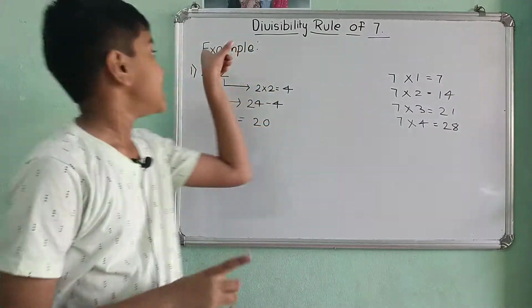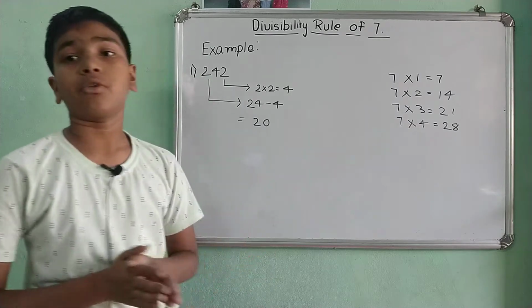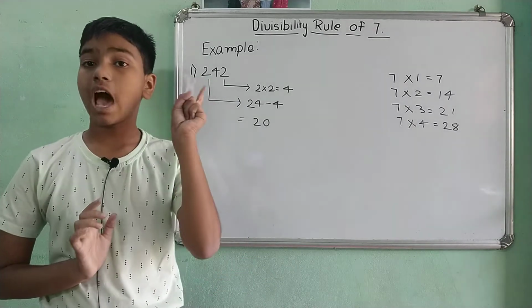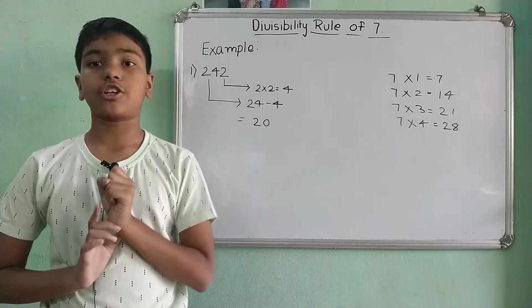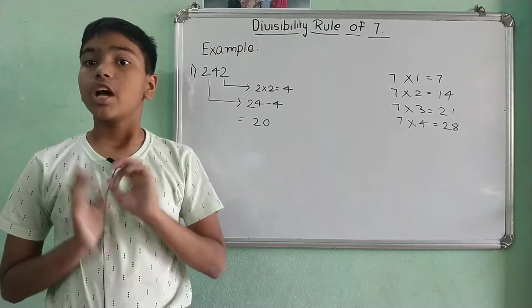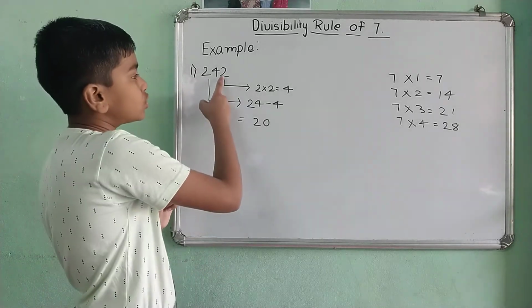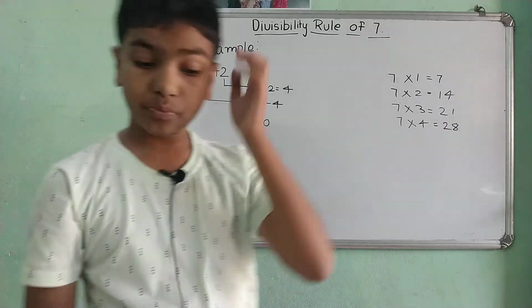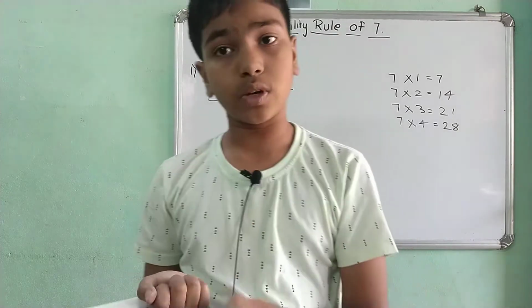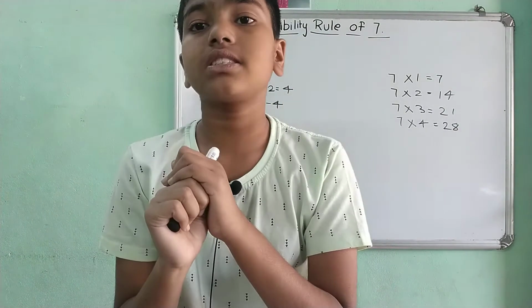So let's see example 1. Our first number is 242. We have to check whether this number 242 is completely divisible by 7 or not. So how shall we check it? Just by doing one thing. The first rule was to double the ones or units place. Double the ones digit or the units place.